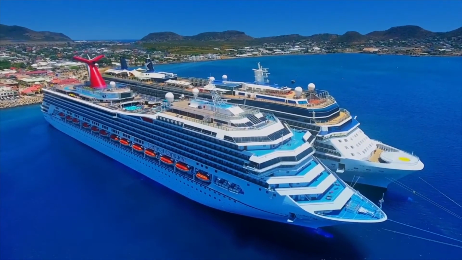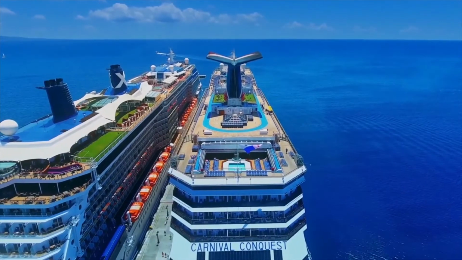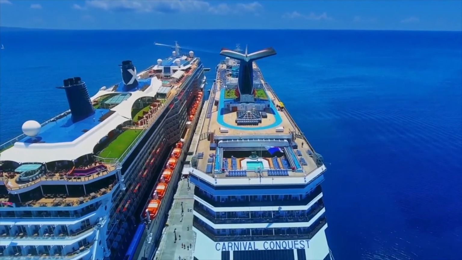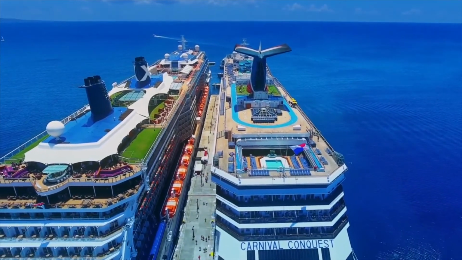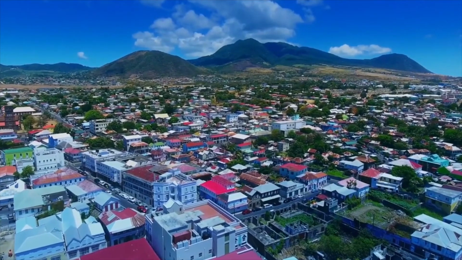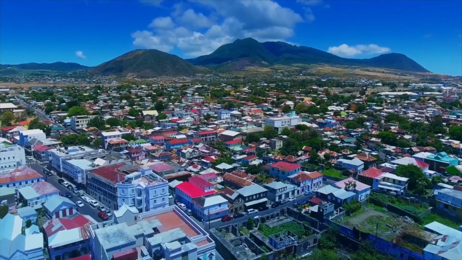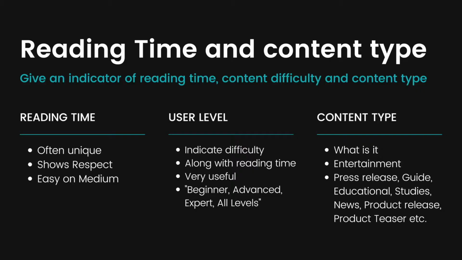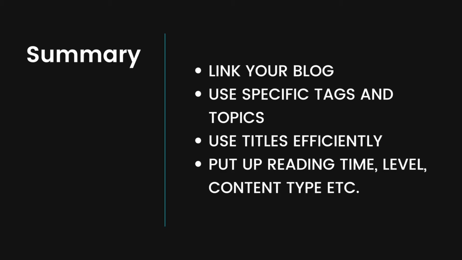So for example, also what you can add is content type. What is it? Is it entertainment? Is it a press release? Is it a guide? Is it educational? Is it studies? Is it news? Is it a product release? Is it a product teaser? I think the content type is also something that you can add. Often it's mostly self-explanatory in the title, or within the first few sentences, but it is something you can add if you want to, because it is also a great indicator for people. If it's a guide, a press release, or a product release, people are more interested in certain things. So it's definitely something to consider adding as well.